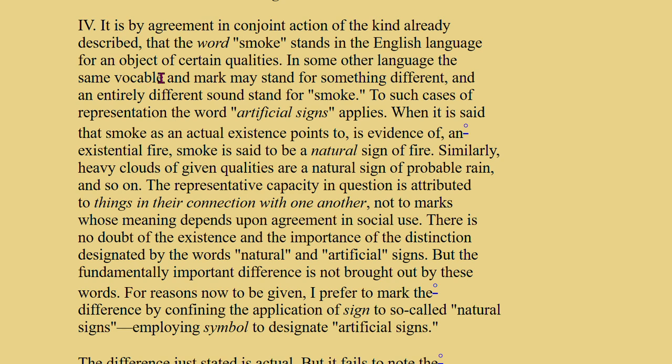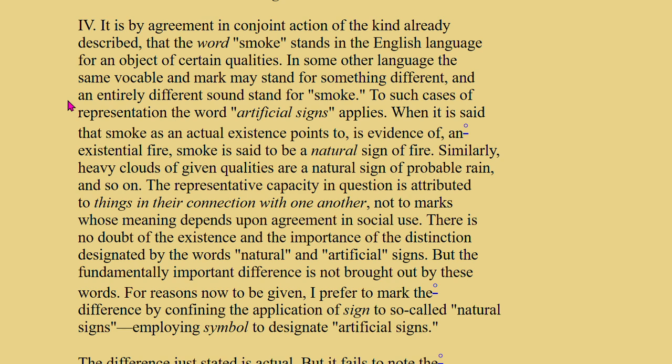In some other language, the same vocable and mark may stand for something different, and an entirely different sound stand for smoke. To such cases of representation, the word artificial signs applies. When it is said that smoke as an actual existence points to, is evidence of, an existential fire, smoke is said to be a natural sign of fire. So this is one kind of traditional distinction between natural signs and artificial signs, where a natural sign is when we take actual smoke to indicate possible fire or the existence of fire.